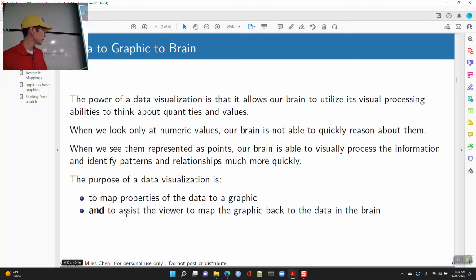So far what we've done is we've mapped the properties of the data to a graphic. But just as important, because a data visualization is not useful if you cannot do the second part, is to allow the viewer of the graphic to map what they see visually back to the data. So we need to be able to go from the data to create the graphic, and that's probably what you did in middle school. But just as vitally important, we need to be able to go from the graphic back to the data.